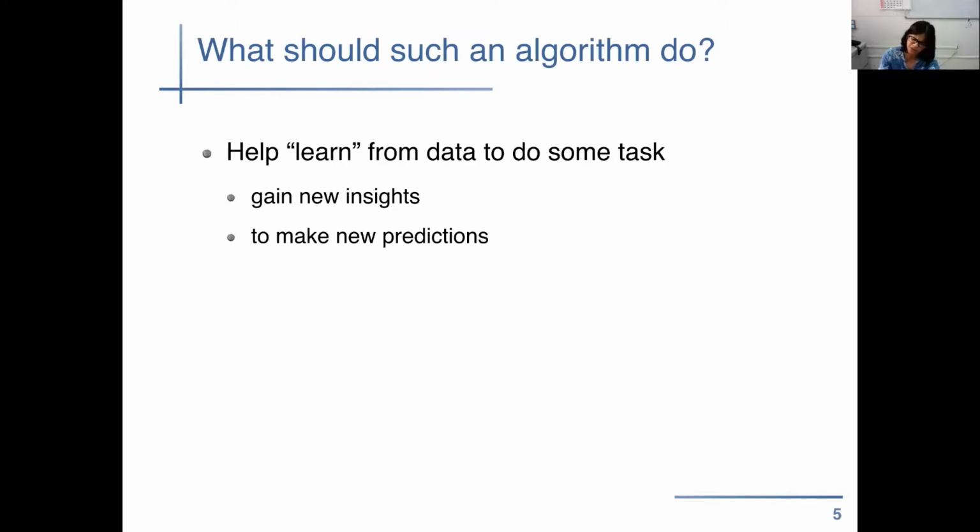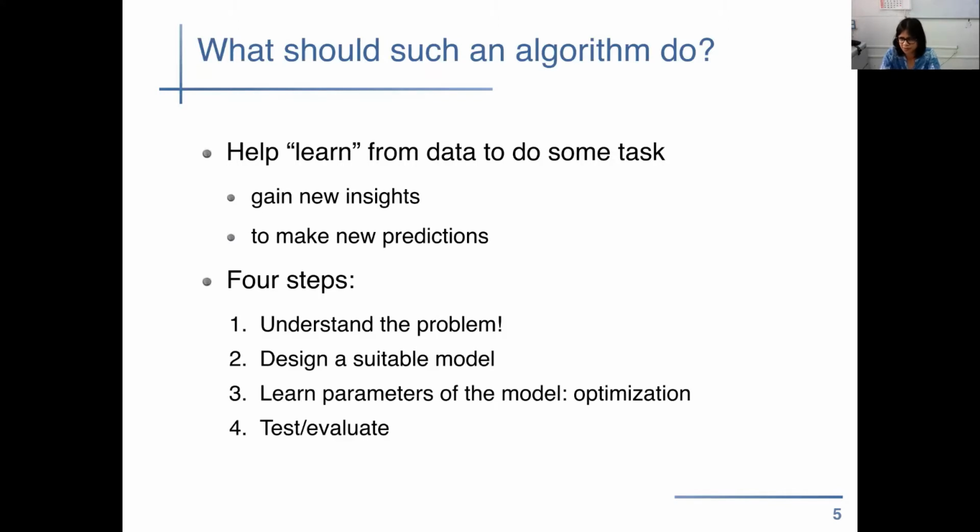And whenever you are thinking of a new problem, some new task that the computer needs to perform, there are essentially 4 broad steps that you need to look at. The very first one, and very important, is to understand the problem. And by understand, I mean really understand the domain where the problem is coming from. Once you do that, you will be in a position to design a suitable model.